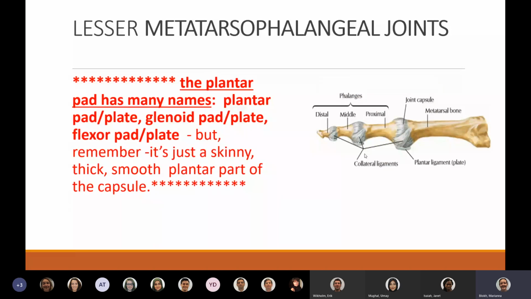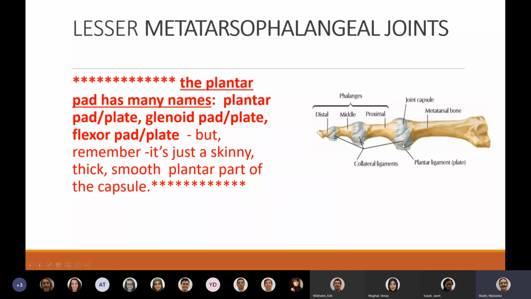Plantar plate. Plantar plate, plantar pad has many names: plantar pad, plantar plate, glenoid pad, glenoid plate, flexor pad, flexor plate. All the different terms are used on my boards. It depends how it's taught in other schools and what questions are submitted. So remember, it comes by many names, and remember what it means, okay? So when they refer to the glenoid pad or flexor pad, it's the plantar plate. High yield, they love to ask questions about it.